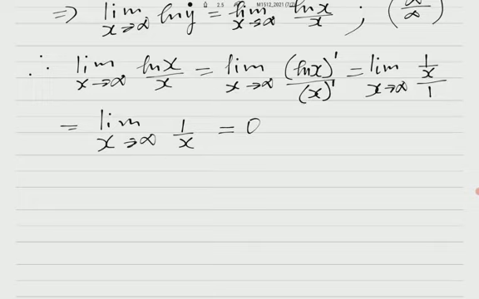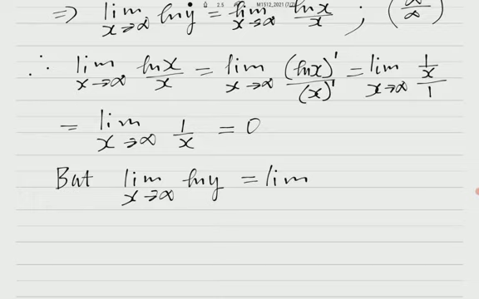Let's see if this new function can now be used to move back to the original function. So the limit as x goes to infinity of ln of y is equal to the limit as x goes to infinity, remember, of 1 over x, which is equal to 0. This is the situation we have now from the previous.